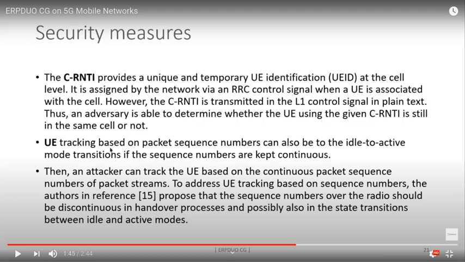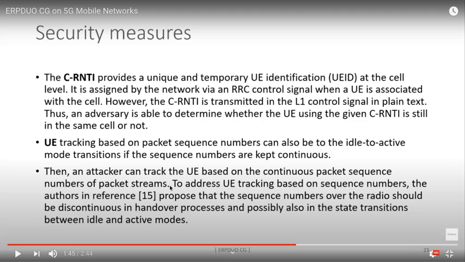And user equipment tracking is based on packet sequence numbers. It contains information about when it's supposed to receive data and stop receiving data, and to read signals. And an attacker can track the user equipment based on their continuous packet sequence number of packet streams.